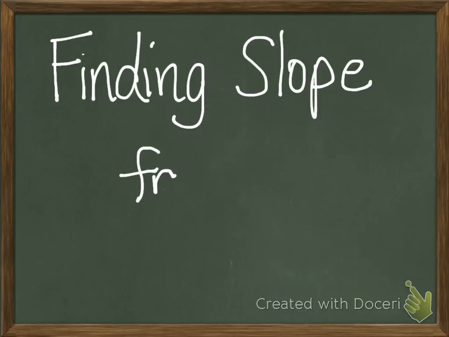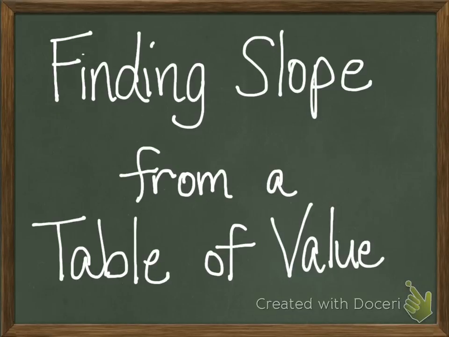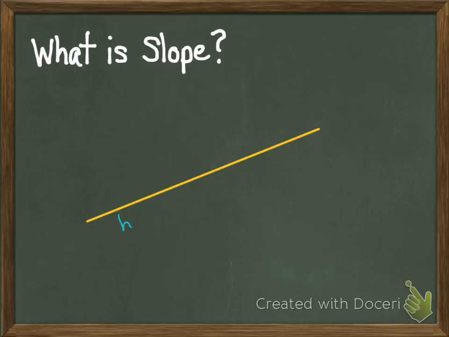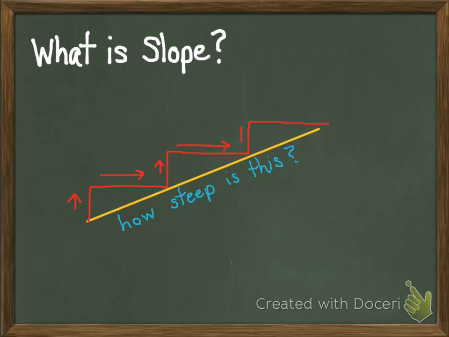In this video, I'm going to remind you how to find the slope from a table of values. Now, it would help if you remember what slope is. Slope is just a measure of the steepness of a line. And when we talk about how steep a line is, what we're really doing is comparing the vertical change to the horizontal change. In other words, how much is the line going up compared to how much it's going across. A lot of times we'll compare the vertical value to the horizontal value.